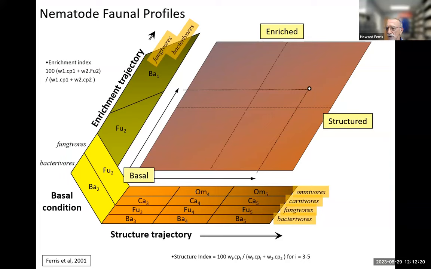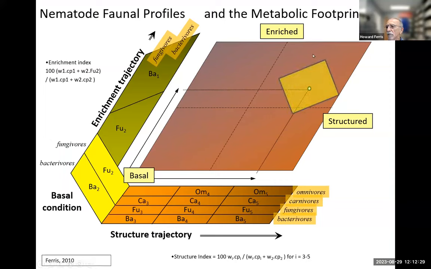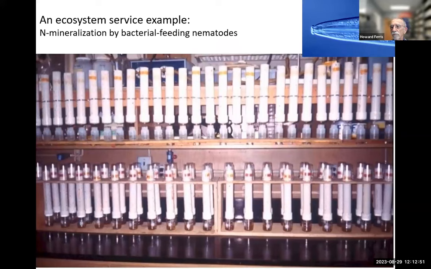And that allowed us to use the same nematode faunal analysis, but add to it what we call the metabolic footprint. In other words, this direction is telling us how much structure there is, how many regulators there are, and how much enrichment. So the idea is to give some approximation of the degree of the function that is occurring.